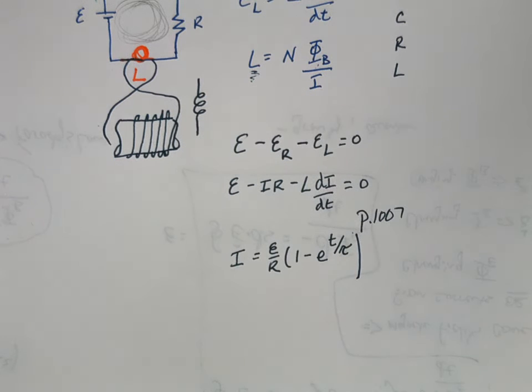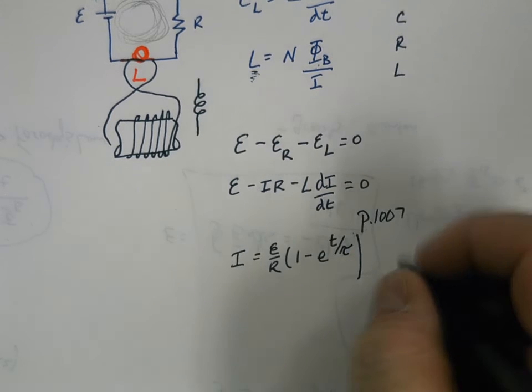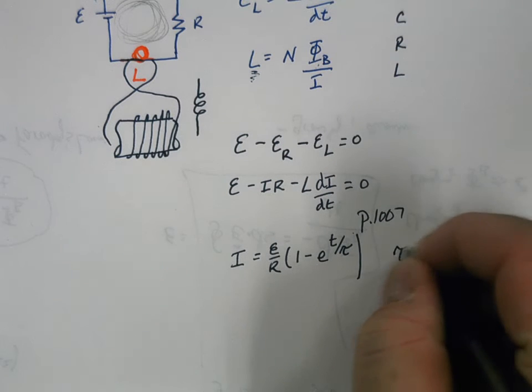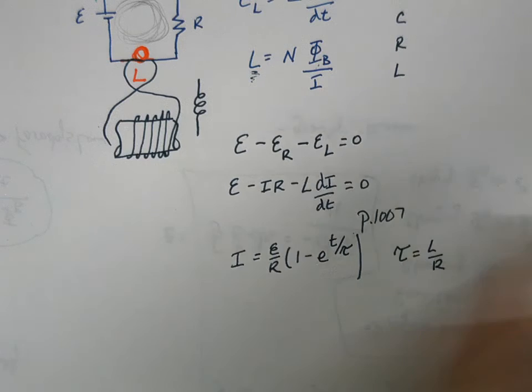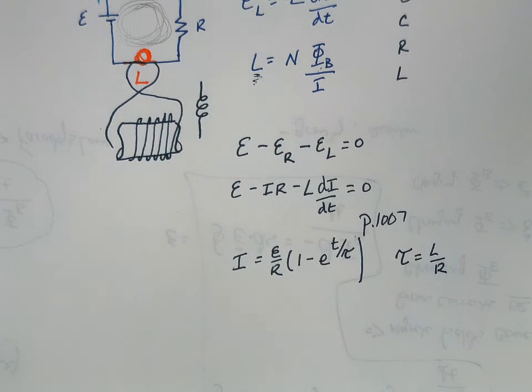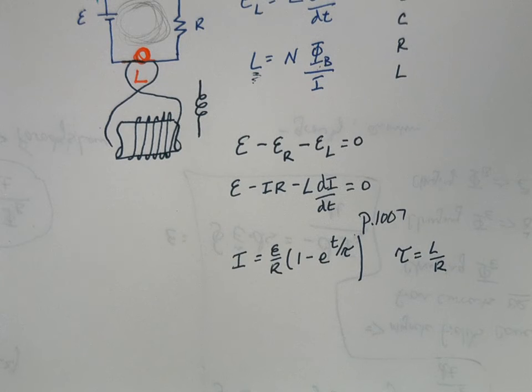That is a tau again. Yes, it is a time constant. This time, it's not RC, but you're on the right track. Instead of being RC, it's RL. Okay, it's not RL, but you guys are on the right track. Negative R over L. Tau is L over R. So there's proof of that.